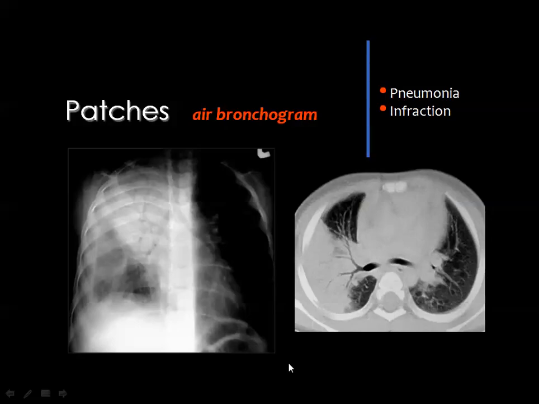Then patch opacity means that there is a pulmonary lesion with ill-defined borders that is containing air bronchogram. And by air bronchogram, we mean that there are multiple linear radiolucences within an area of opaque lung. These linear radiolucences represent air in patent bronchi on the background of consolidated lung. Then in the differential diagnosis of these lesions, we have two, the pneumonic consolidation and the infarction.